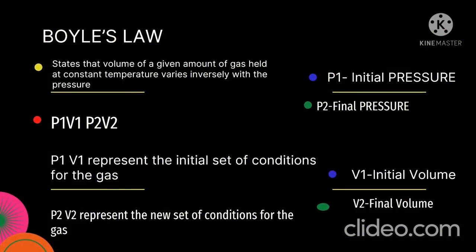Now here's the main focus of this lesson, Boyle's law. It states that volume of a given amount of gas held at constant temperature varies inversely with the pressure. We have this equation, P1V1 = P2V2, where P1 and V1 represent the initial set of conditions for the gas. The P2 and V2 represent the new set of conditions for the gas. P1 is the initial pressure, P2 is the final pressure, V1 is initial volume, V2 is final volume.